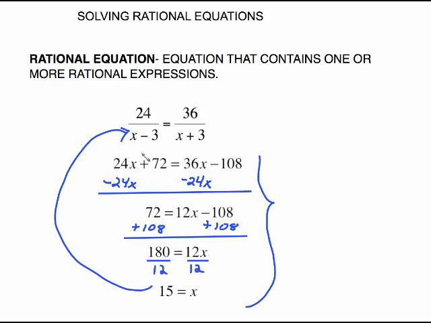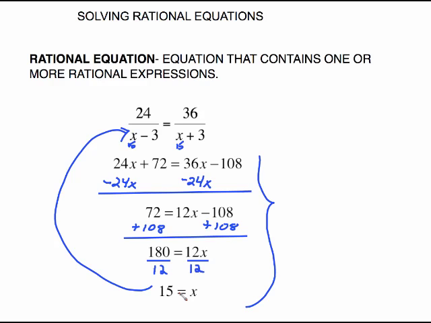Now, you may not want to do the full-blown stick a 15 in here and do the arithmetic. At the very least, you need to check that this 15 that you'll put in for x does not create a 0 in the denominator. 15 minus 3 is 12, so that's fine. Put a 15 here. 15 plus 3 is 18, that's fine.